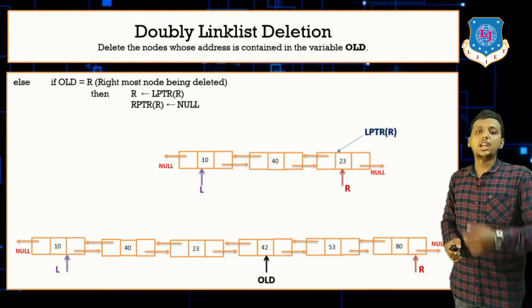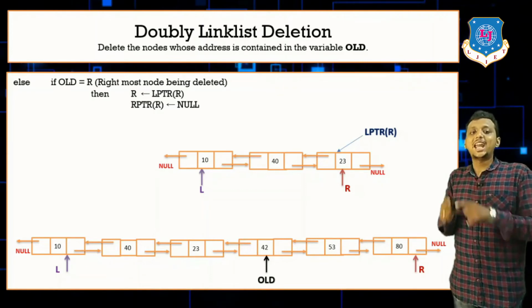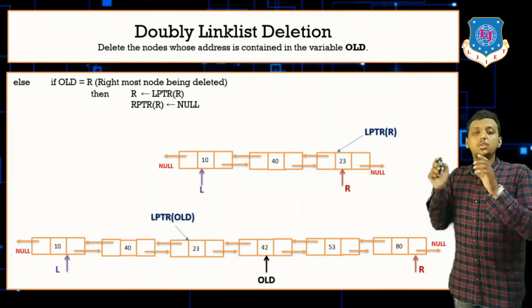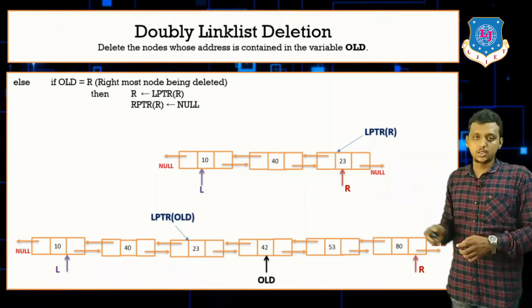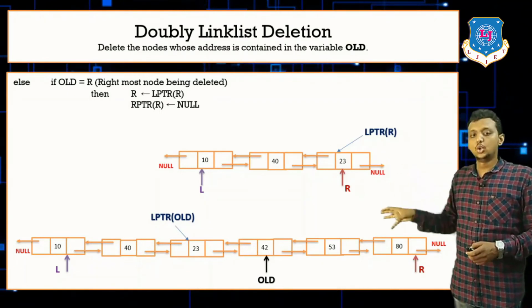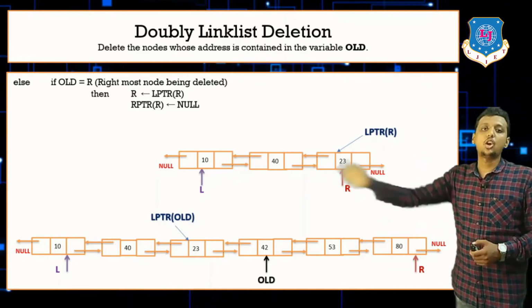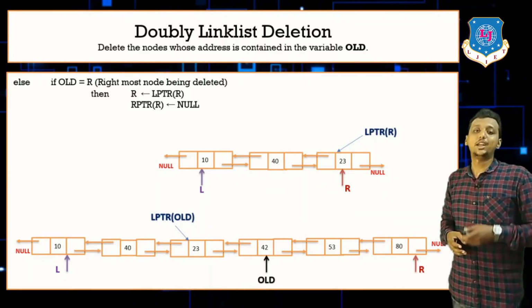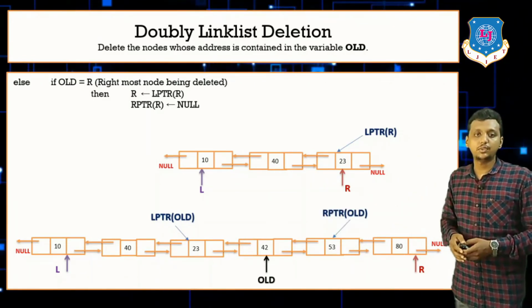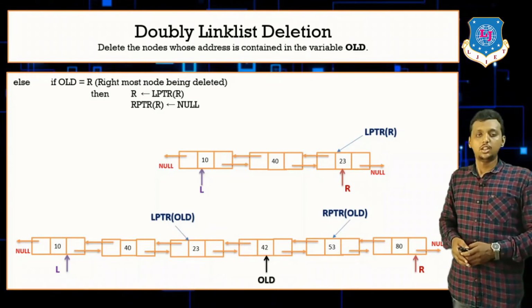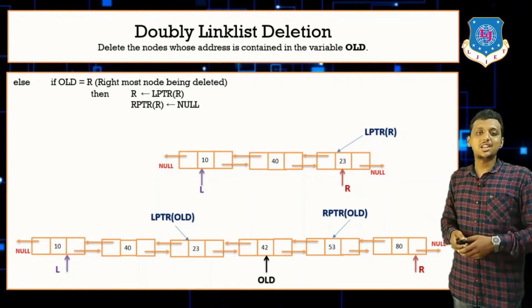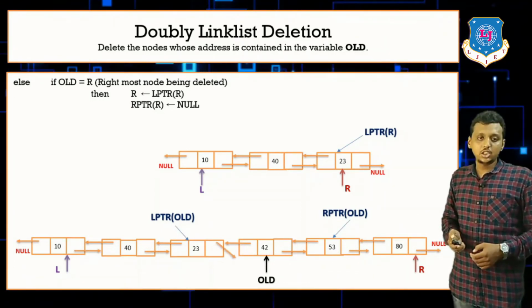Fine. So let's do it. Before connecting any link, students, we need the names of those nodes. We know the name of the 42 is old. Then what is the left side of the 42? LPTR of old. And what is the right side of the 42? RPTR of old. Fine, so our task is done. What to write in the else condition?